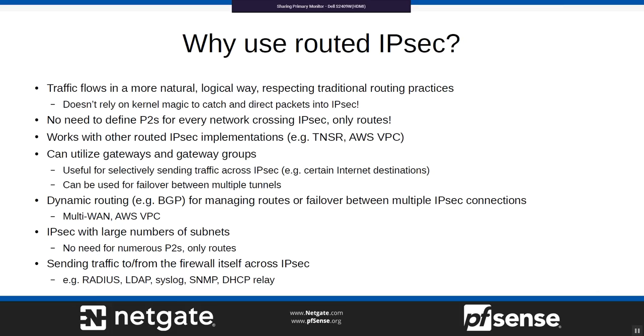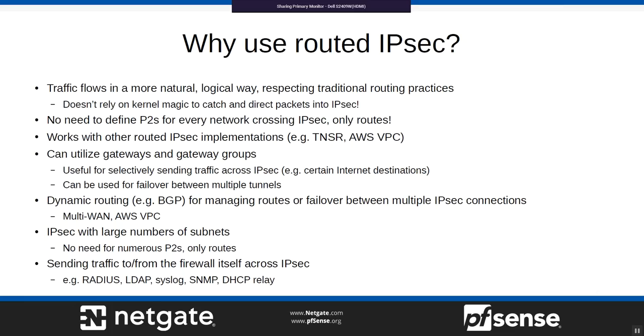You could route from one side to an internet connection on the other side and only send select traffic through. This also works with other routed IPsec implementations like our TNSR platform or AWS VPC. I'll talk a little bit more about that later, but it works best when you have routed IPsec on both sides.